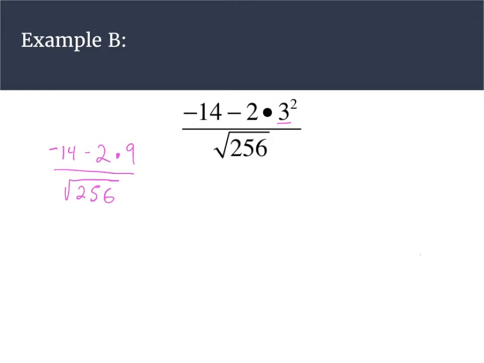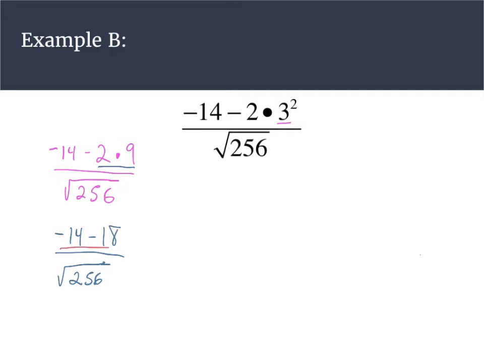So the next thing I'm going to do, we've got subtraction and multiplication. So I'm going to be doing my multiplication first. So I'm going to bring down negative 14 minus 2 times 9, which is 18, all over the square root of 256. All right, now I have just one thing left on the top, negative 14 and negative 18.